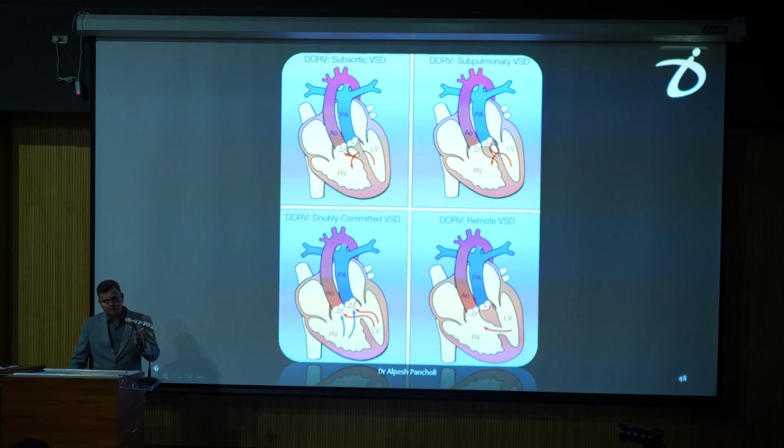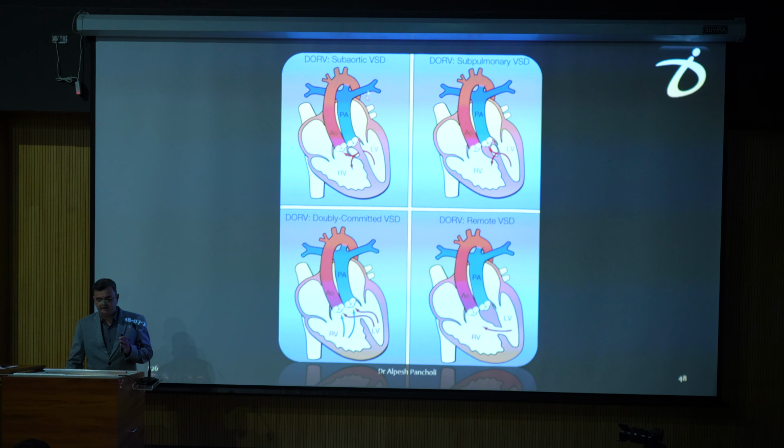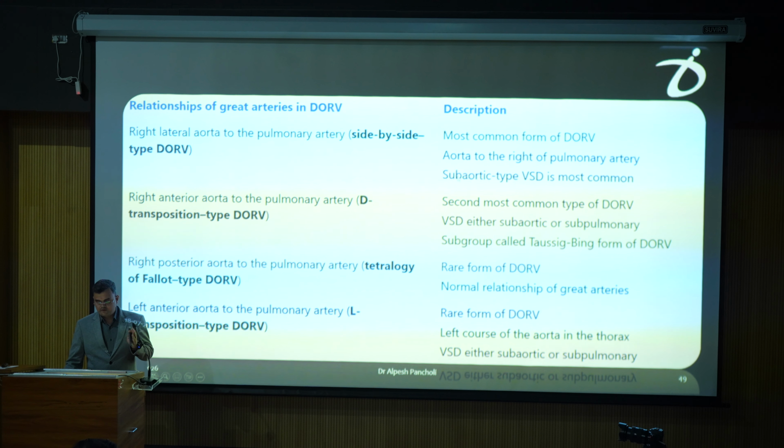So depending on the VSD, we have different types of DORV. We can have subaortic VSD, we can have subpulmonic VSD, we have doubly committed VSD supplying both the ventricles, and we can have a remote VSD also. So there can be different relationships of great arteries in DORV. The most common type is the side-by-side type of DORV. The aorta will be on the right of the pulmonary artery and subaortic VSD is common.